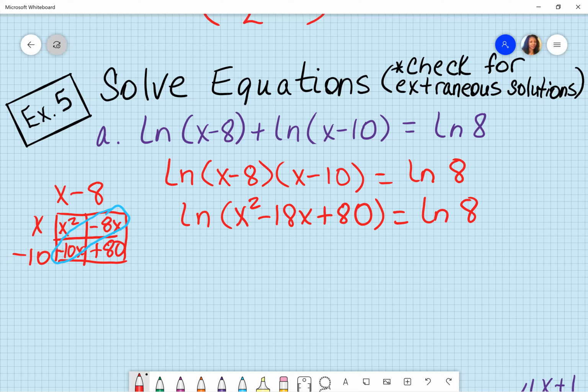At this point, I can drop the logs because I have two natural logs on either side. They can be dropped because that's also a property. So again, make sure you understand that if it's 1 to 1 and it's exactly the same, you can get rid of it, bring down what's left over. So what's left over is the value.